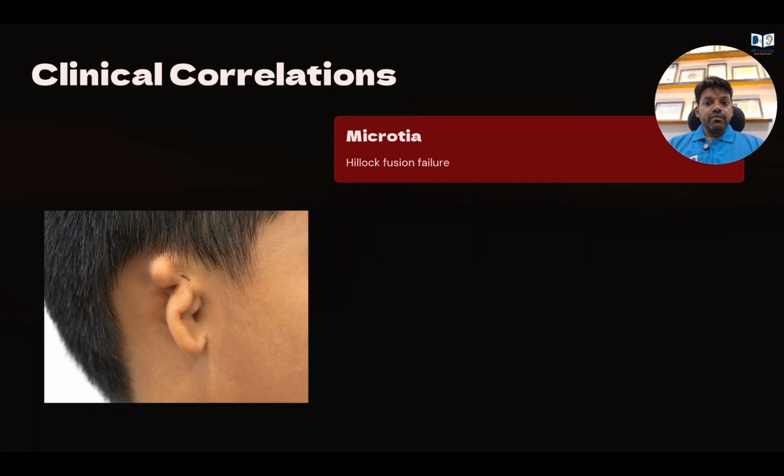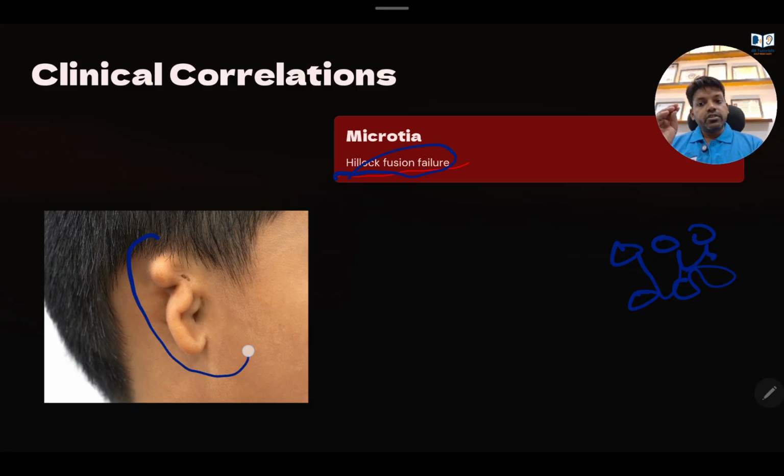So one of them is microtia. Micro means small. So a small ear, the pinna is small, like something like this. What has happened is the hillocks fusion has failed, right? We understood these 6 hillocks, right? Somewhere when they are fusing, the fusion did not happen the way it should, and then there is a problem of microtia.